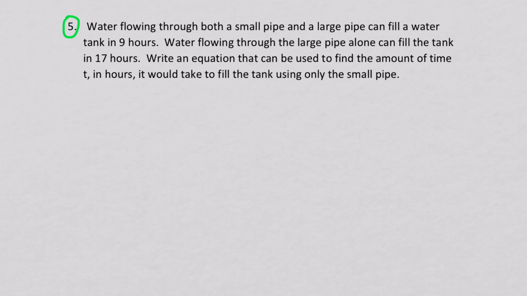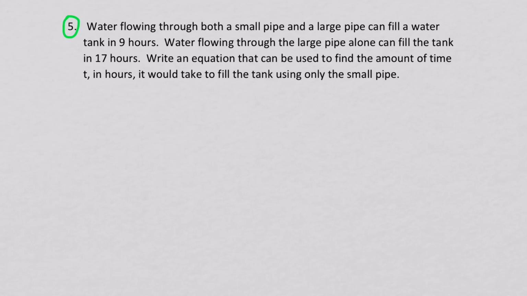Okay, next is number 5. It says that water is flowing through both a small pipe and a large pipe, and it can fill a water tank in 9 hours. Water flowing through the large pipe alone can fill the tank in 17 hours. Write an equation that can be used to find the amount of time, t, in hours it would take to fill the tank using only the small pipe.